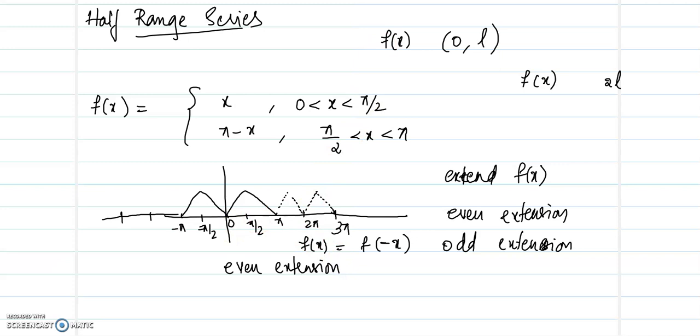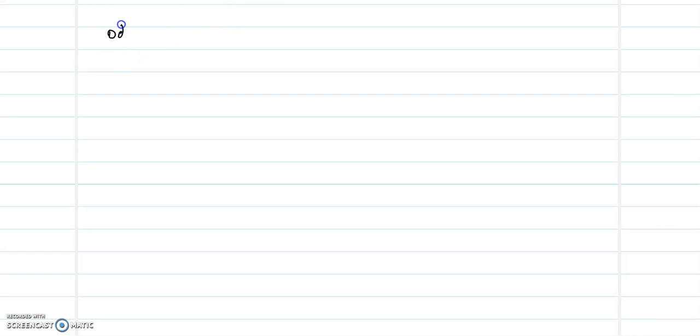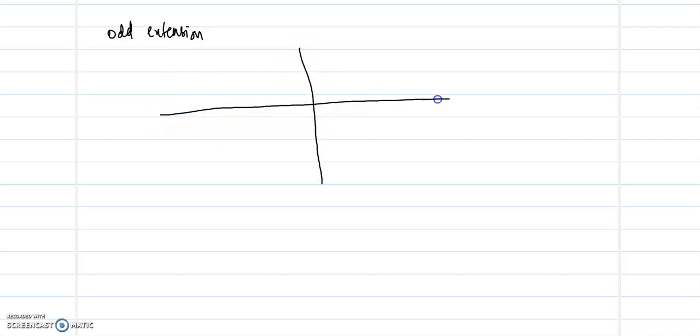When we plot it, it will be symmetric about the y-axis. Now let us look at the odd extension. Now odd extension is obtained when you trace a curve symmetrically about the origin.